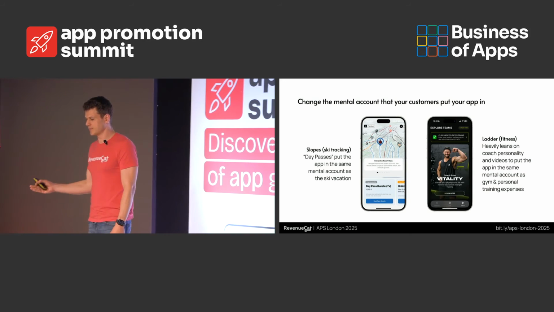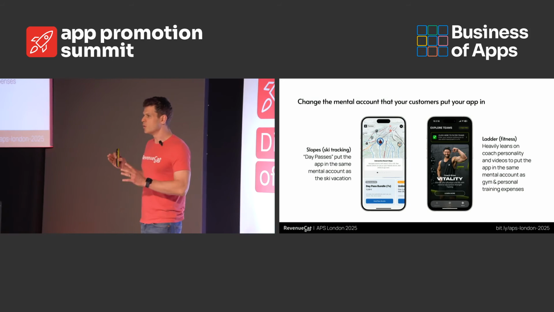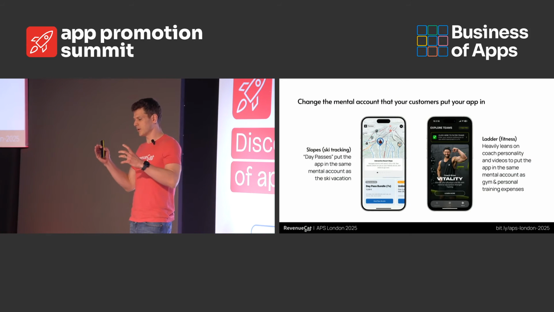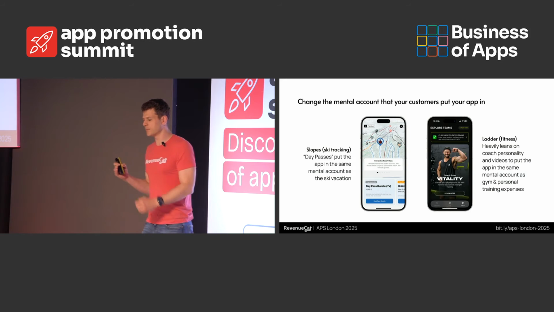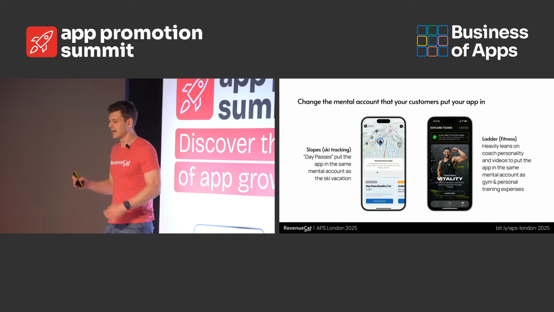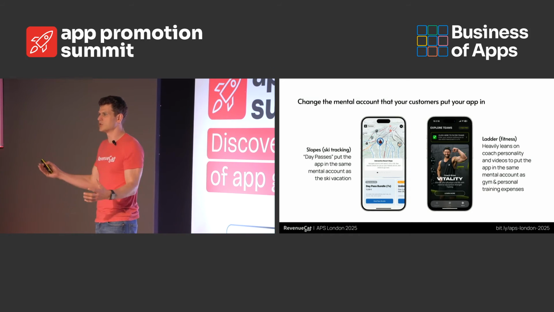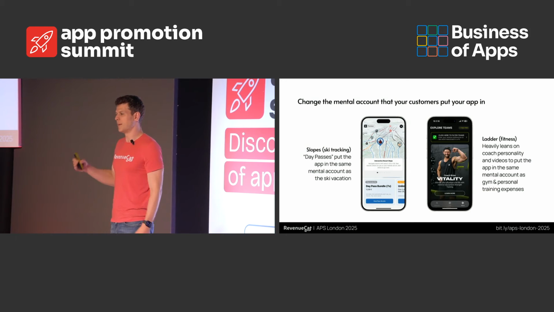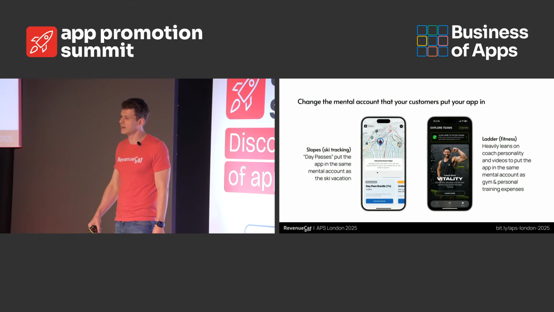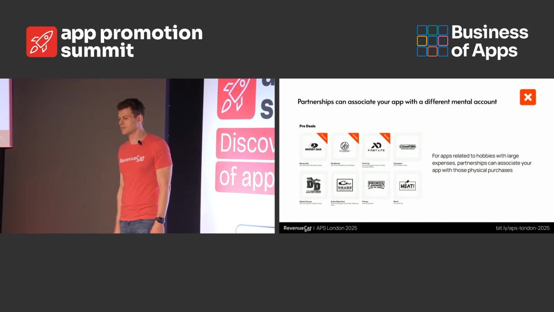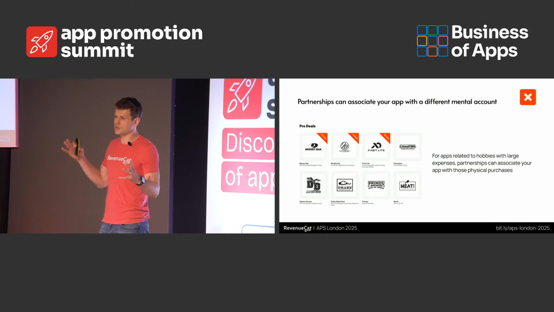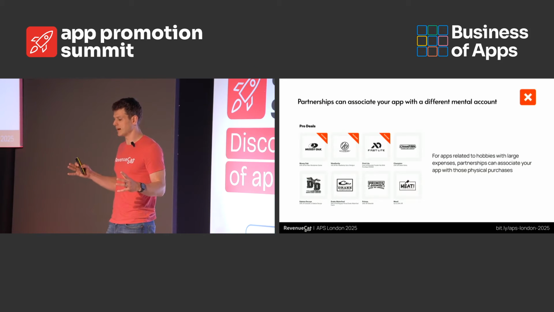On the right-hand side here, we've got fitness app Ladder, who heavily leans on coaching personality videos that speak to you directly, that try to put this app in the same mental account as, hey, this is like a personal trainer. This is like my gym expense, right? Where you typically pay a much higher amount than you would for an average digital purchase. So back to the partnerships then. These also can help associate your app with a different mental account, right?